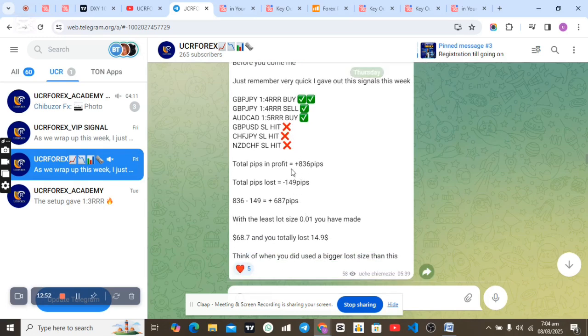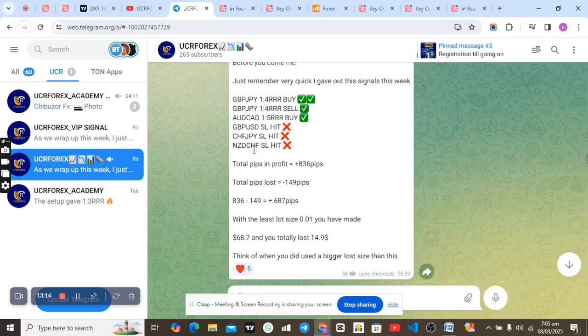But let's assume that I lost 3 in a row, and my total pips loss was 149 pips, and I made a total of 836 pips. Now, if you compare this risk to reward ratio, they are not the same. If you subtract 836 minus 149, it will still give you 687.